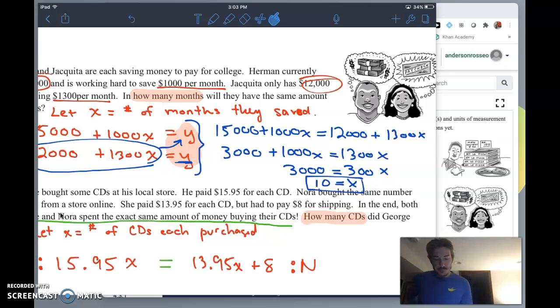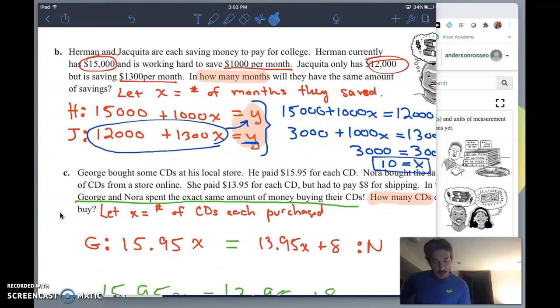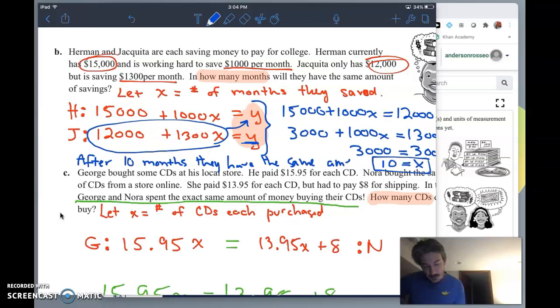And remember, we do want to make sure we answer this, communicate effectively: after 10 months, they have the same amount. Okay, but there you go.